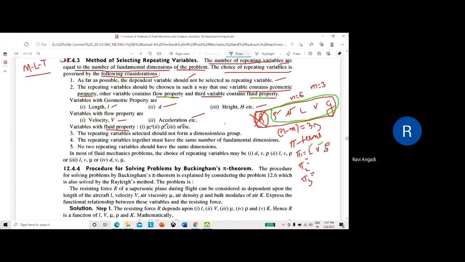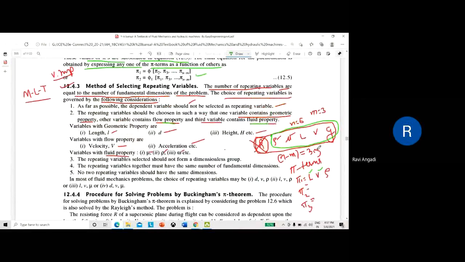One is from geometric, one is from the flow property, one is from the fluid property, and as far as possible, the dependent variable should not be taken as repeating variable. Okay, so these are the criteria. These are very, very important.